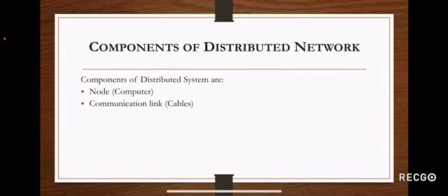Components of distributed network. The components of a distributed network are nodes. The nodes can be the computer. Then communication link is established by cable.